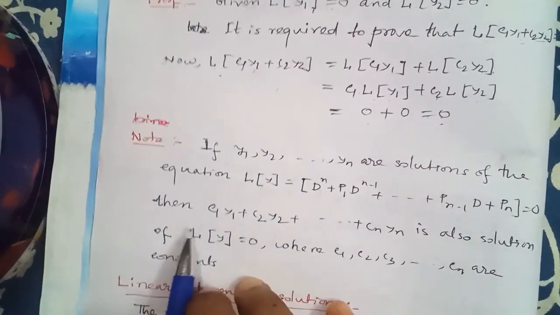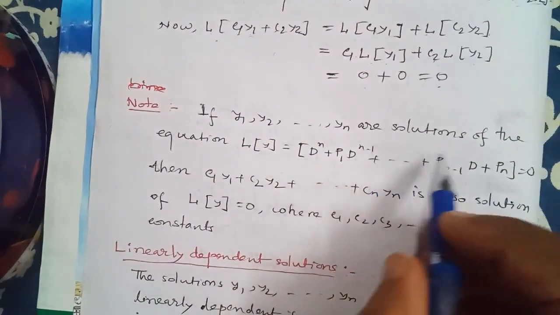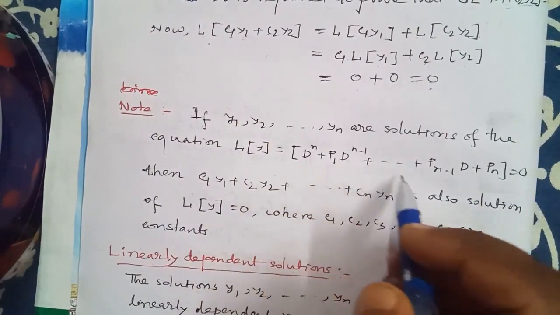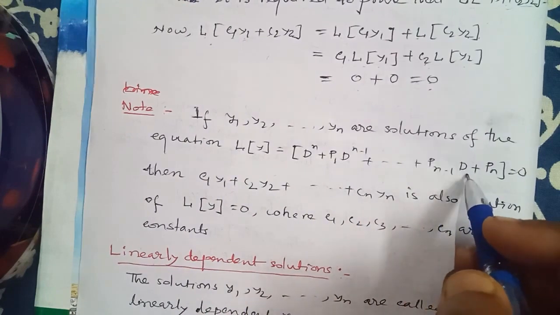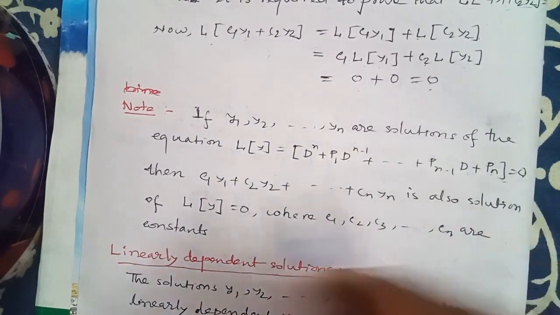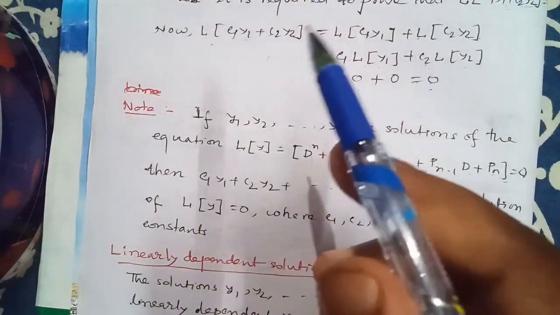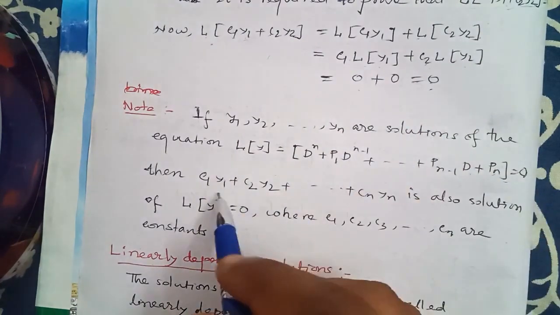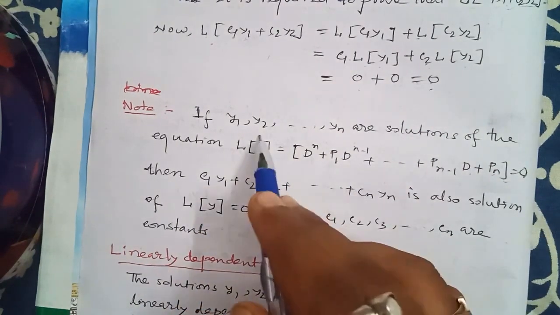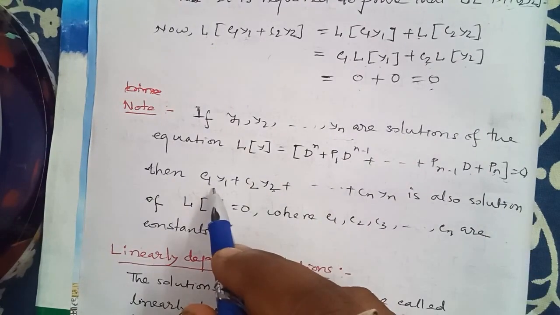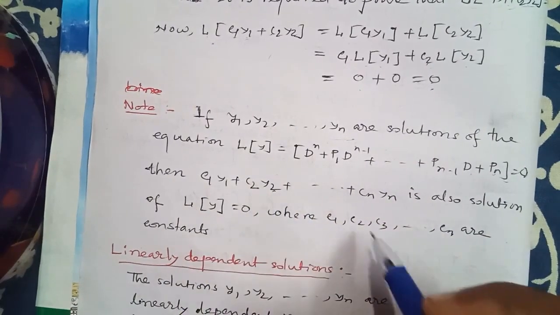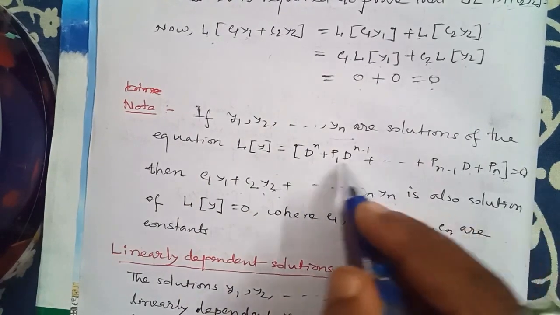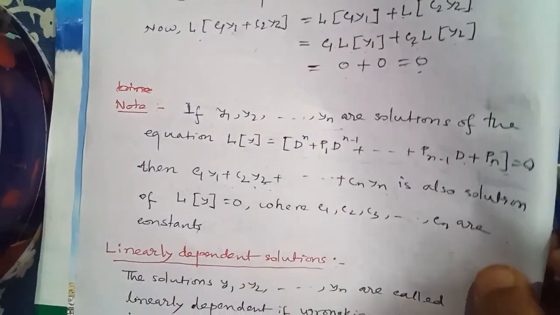Now a note is written here. If y1, y2 up to yn are solutions of the equation L of y equals D to the power n plus p1 D to the power n minus 1 plus so on plus pn minus 1 D plus pn, equal to 0, then the linear combination works the same way. With two solutions, y1 and y2, the linear combination was c1y1 plus c2y2. Here we have n solutions. If we take the linear combination of n solutions, c1y1 plus c2y2 plus so on plus cnyn, then this will be a solution as well. Its proof will be of the same type.